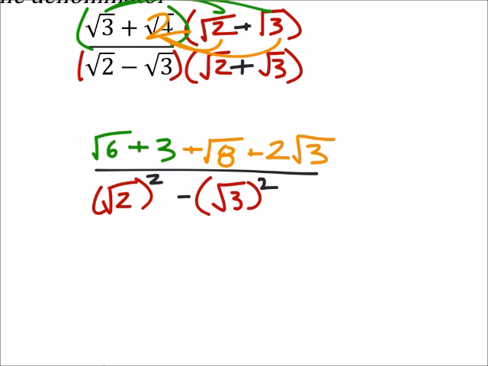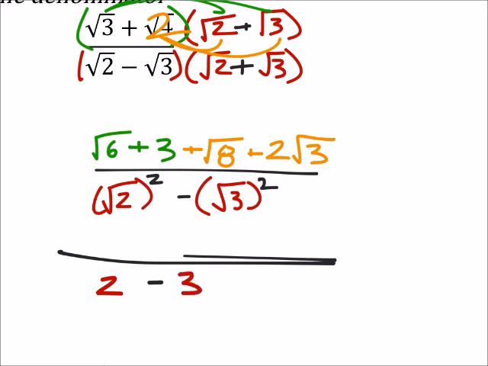All right, in the denominator, the square root of 2 squared is, so again, this is just the denominator. Square root of 2 squared is 2, and I'm going to subtract the square root of 3 squared, which is 3. And in the numerator, I got the square root of 6. That can't be simplified. I'm going to add the 3.